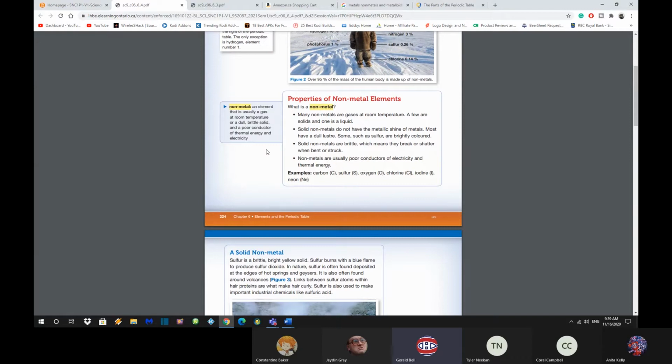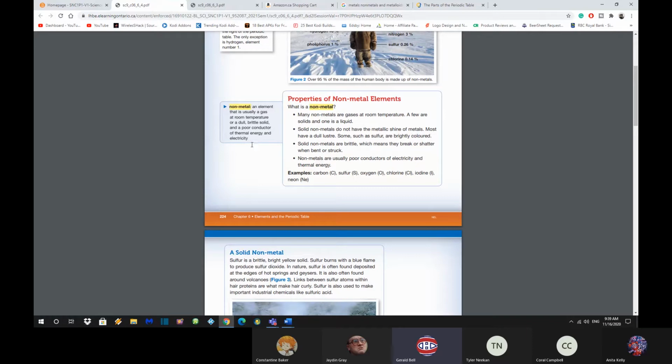So, properties of non-metal elements. What is a non-metal? Many non-metals are gases at room temperature. A few are solid and one is liquid. Solid non-metals do not have the metallic shine of metals. Most have a dull luster. Some, such as sulfur, are brightly colored. Solid non-metals are brittle, which means they break or shatter when bent or struck. Non-metals are usually poor conductors of heat, electricity, and thermal energy.